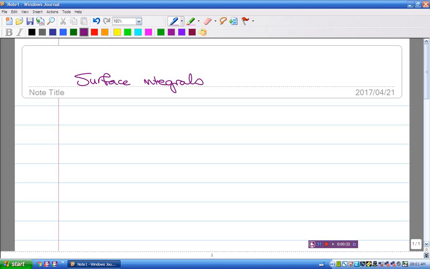Surface integrals, right. So surface integrals look superficially similar to double integrals because they also have two integral signs. But they are substantively different from double integrals because the region over which we're integrating is not a two-dimensional region on the xy plane. It's not a flat lamina. It is a piece of surface floating in three-dimensional space. So it's a double integral in the sense that it's got two integral signs, but the thing that you're integrating over is a three-dimensional object.